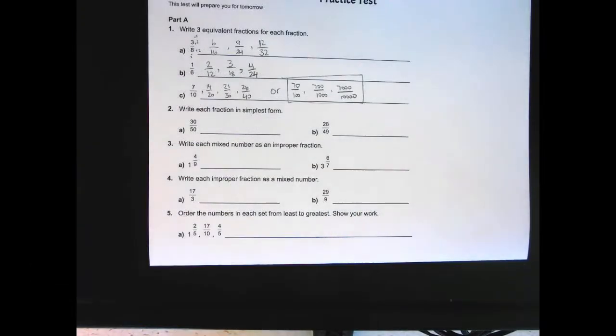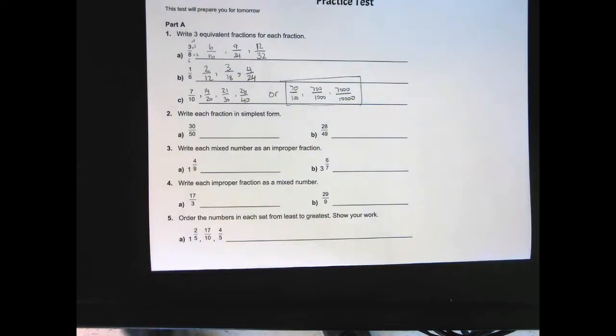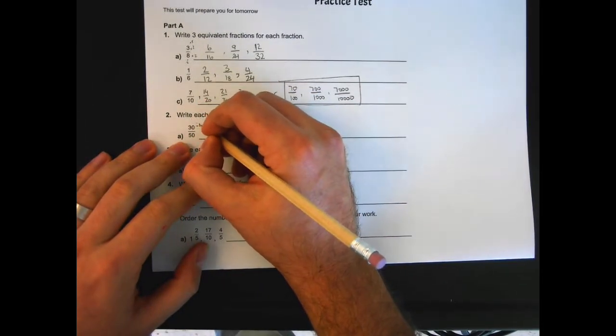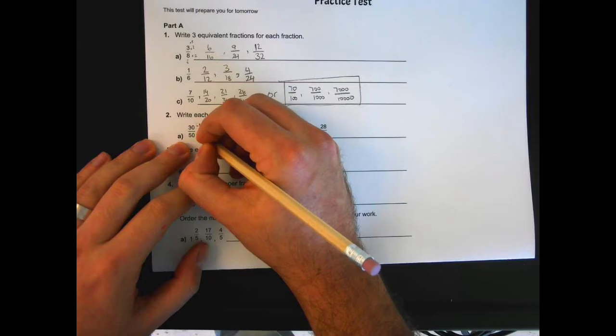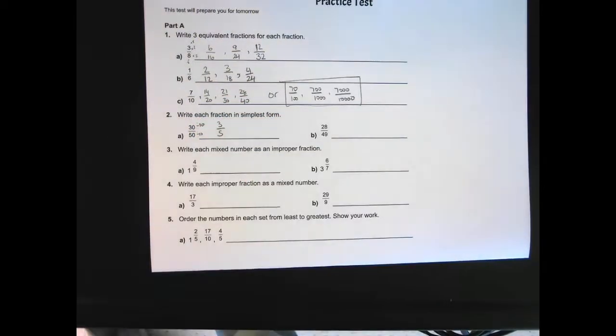So for question 2, it's asking us to write it in simplest form. So the first one is 30 over 50. Simplest form means making it the smallest possible equivalent fraction. So what can I do in 2a to make that in simplest form? Divide the numerator and the denominator by 10. Remember, what you do to the top, you've got to do to the bottom. So it's 3 over 5. You cannot divide 3 over 5 anymore.